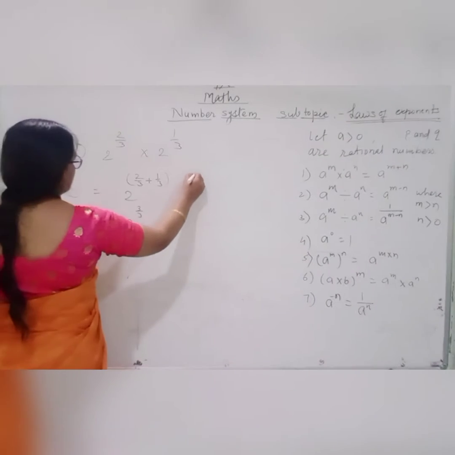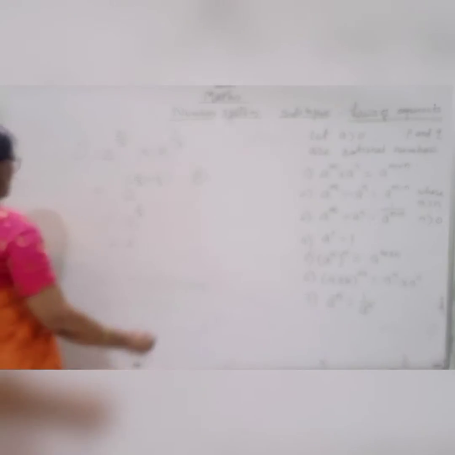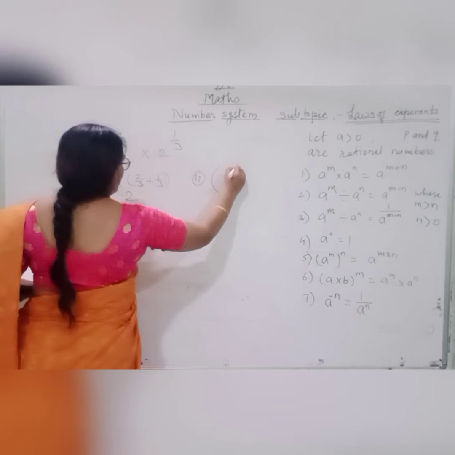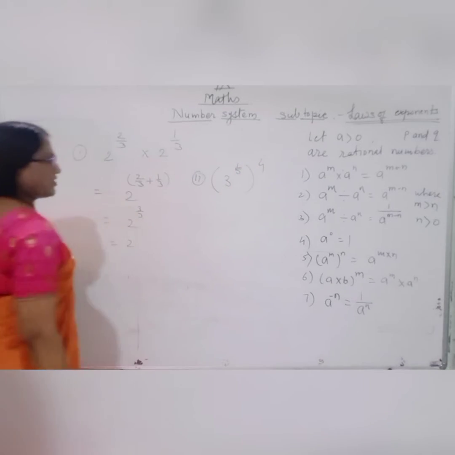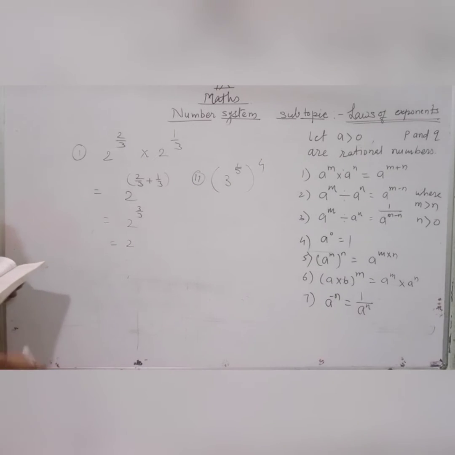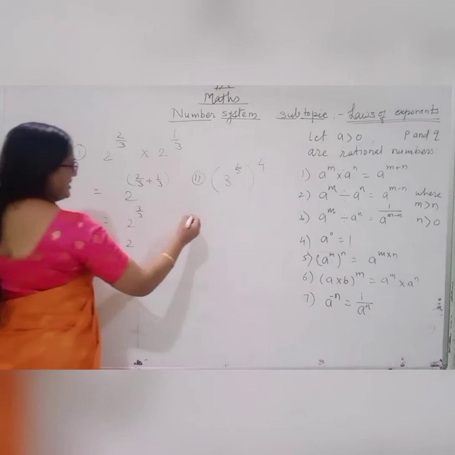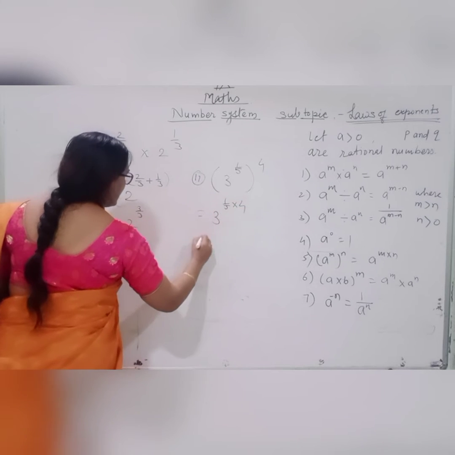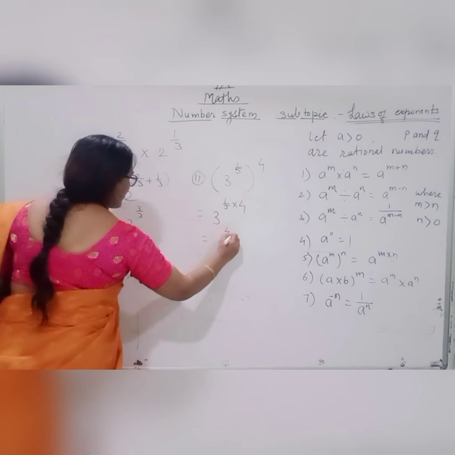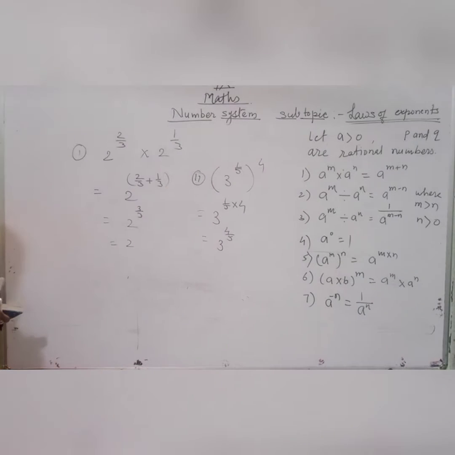Next, second example. 3 raised to the power 1 upon 5, raised to the power 4. जब पावर का पावर हो तो पावर का मल्टीप्लिकेशन होता है. So it is equal to 3 raised to the power 1 upon 5 multiplied by 4, that is 3 raised to the power 4 upon 5, like this.